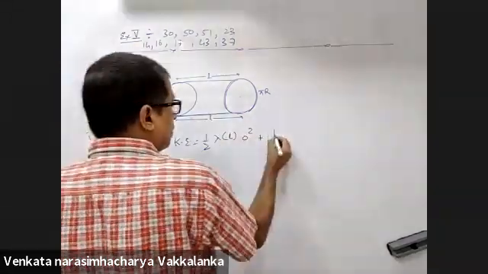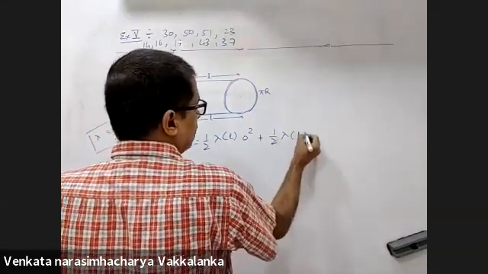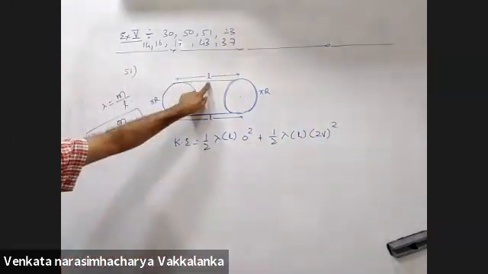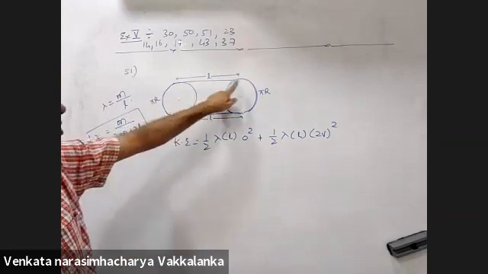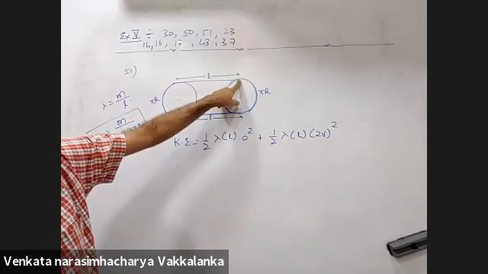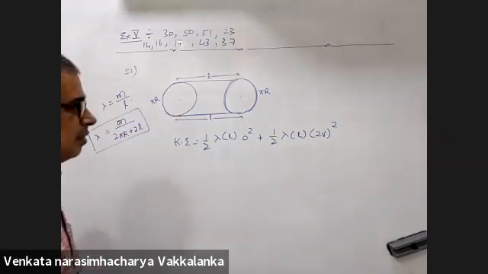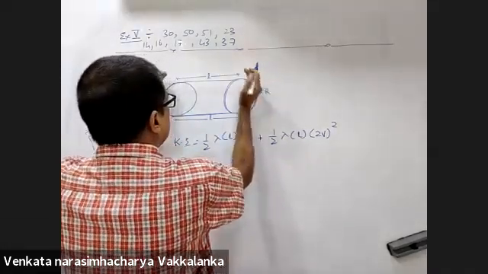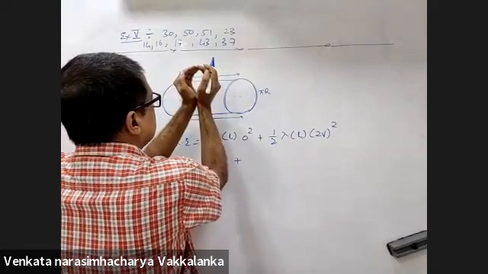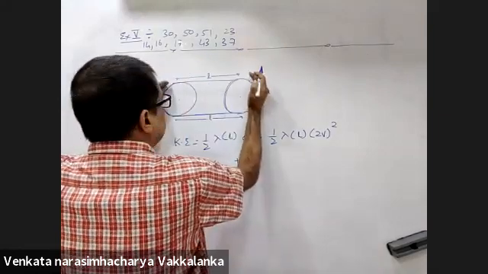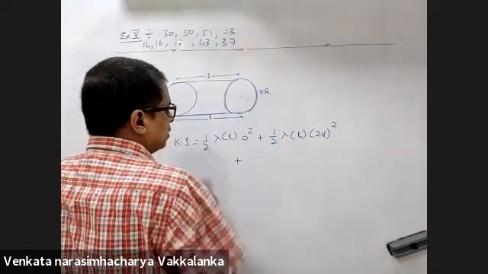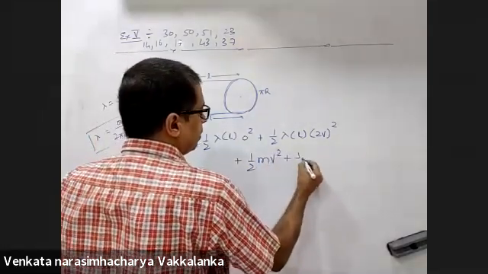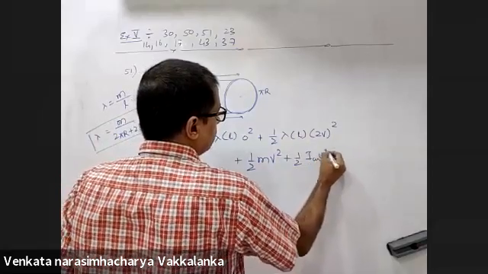Now come to the upper part. Half lambda L into 2v whole square. Why will this have 2v? This end has a velocity 2v, this end will have a velocity 2v. Plus, this semicircle and this semicircle will be one ring. The kinetic energy of one ring is half m v square plus half I_CM omega square.